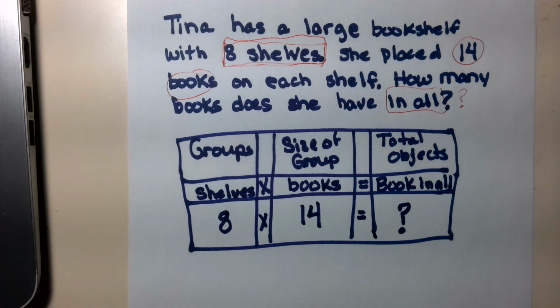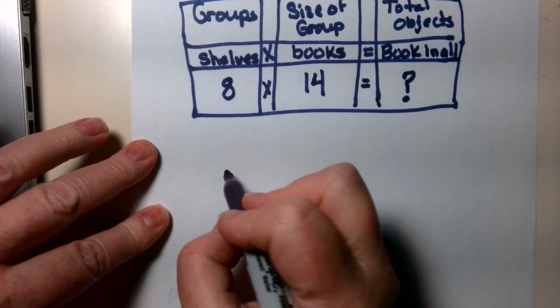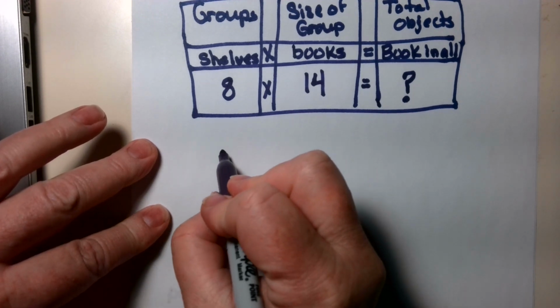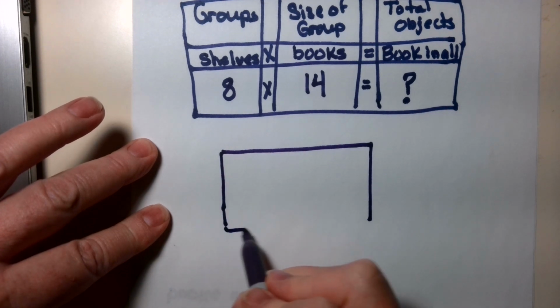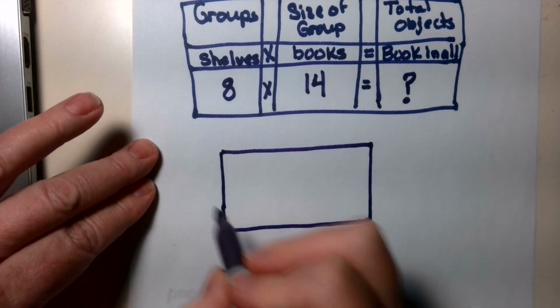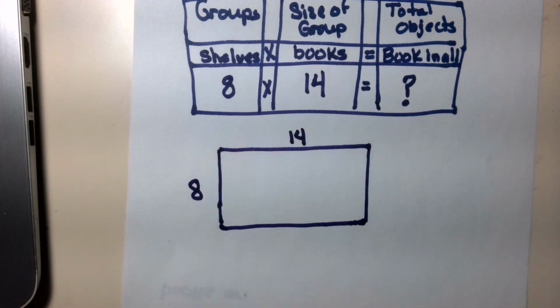Okay. To solve this multiplication problem, what I'd like you to do is go ahead and pause the video and draw an array that matches the story. It can be an unmarked array or an open array. So pause and do that. Okay. I am going to make an 8 by 14 array. And I know 8 is smaller than 14. So here's our 8 by 14 array.